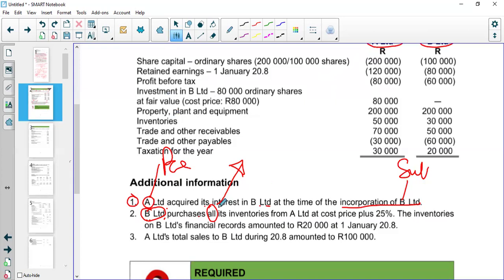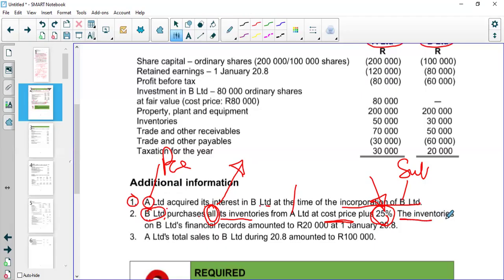So the subsidiary purchased all its inventories from the parent at cost price plus 25% profit. It is the profit that we are particularly interested in if there is any inventory at hand at the end of the year, which means that the inventory of the subsidiary will be including the profit that was charged by the parent. But you can't charge yourself profit and then the value of your asset increases.